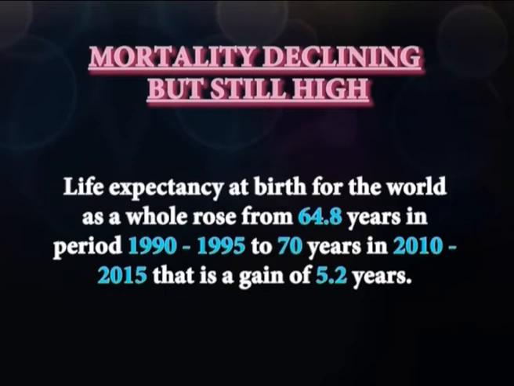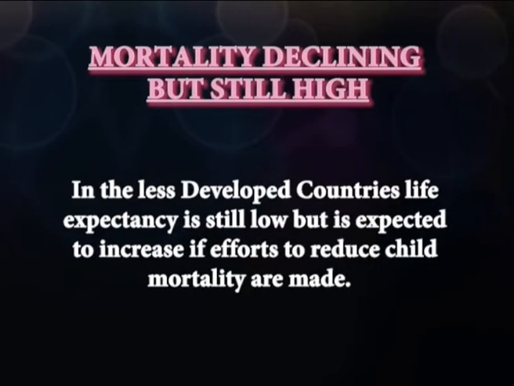Mortality is declining, but it is still high. Life expectancy at birth for the world as a whole rose from 64.8 years in the period 1990 to 1995 to 70 years in 2010 to 2015. That is a gain of 5.2 years. In the less developed countries, life expectancy is still low, but it is expected to increase if efforts to reduce child mortality are made. The least developed countries made substantial progress, gaining 8.9 years of life expectancy over the same period.